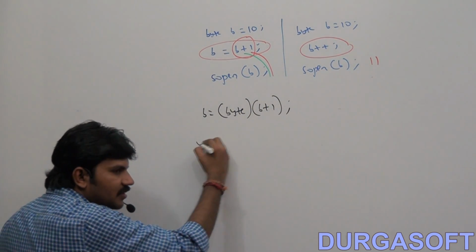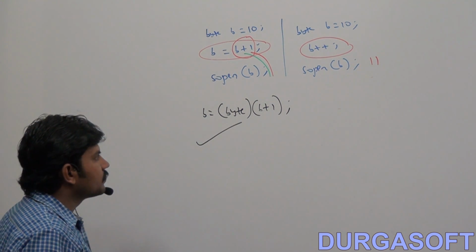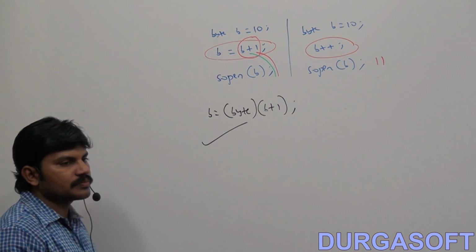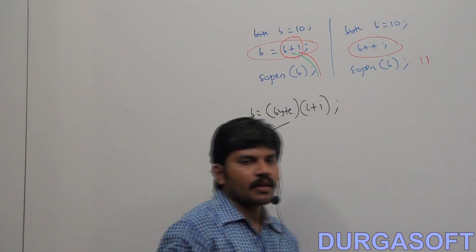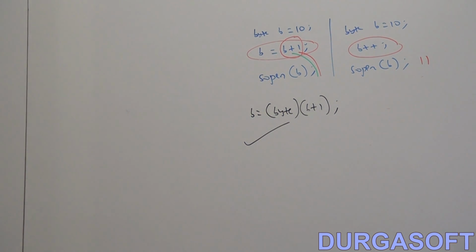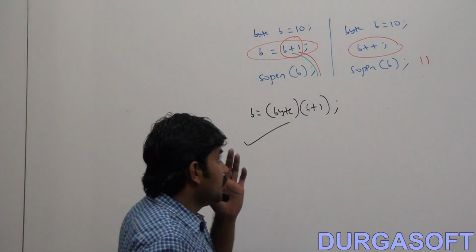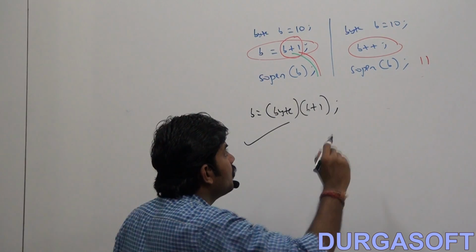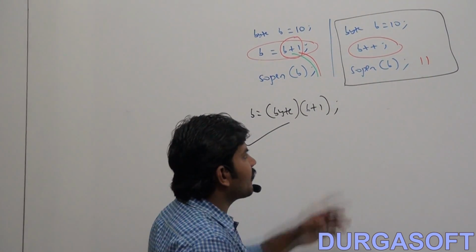Is it valid or not? Yes, take this part also: b is equal to byte of b plus 1. So give the tick mark for that value. Now just observe, this one is a value. Sir, I am not performing any typecasting.